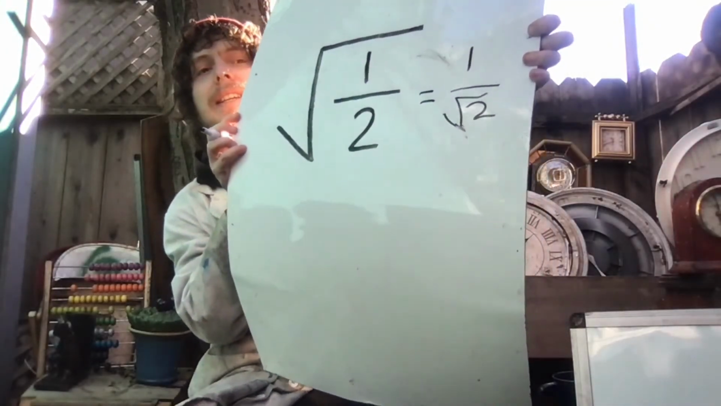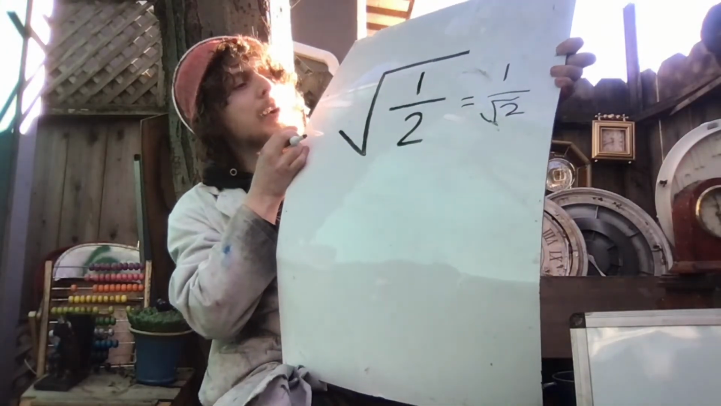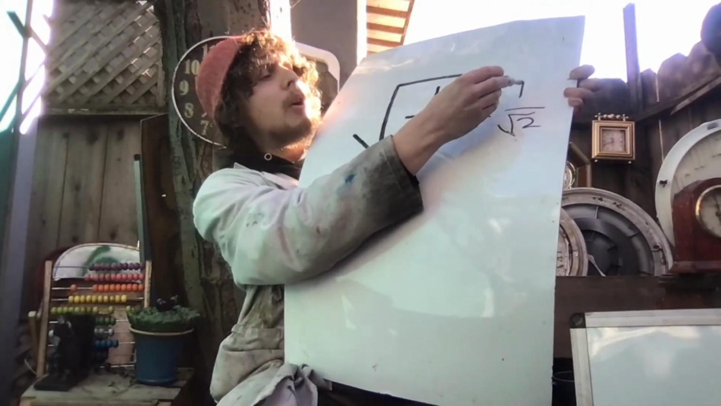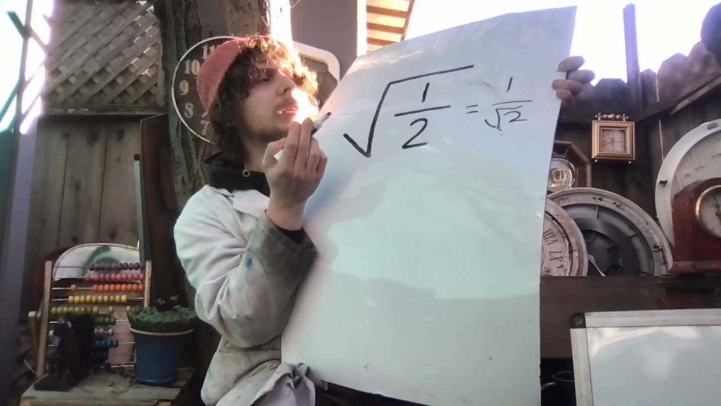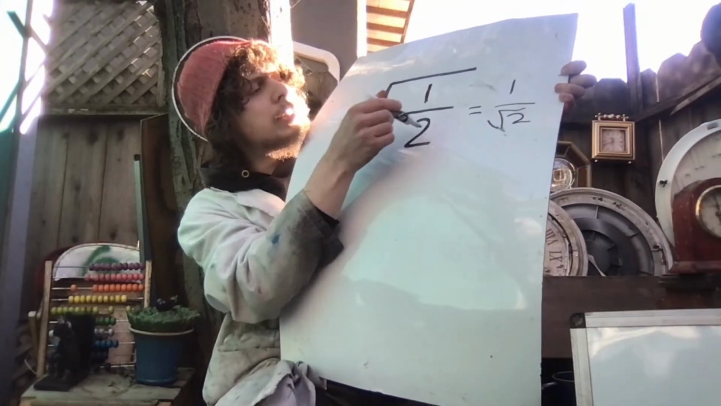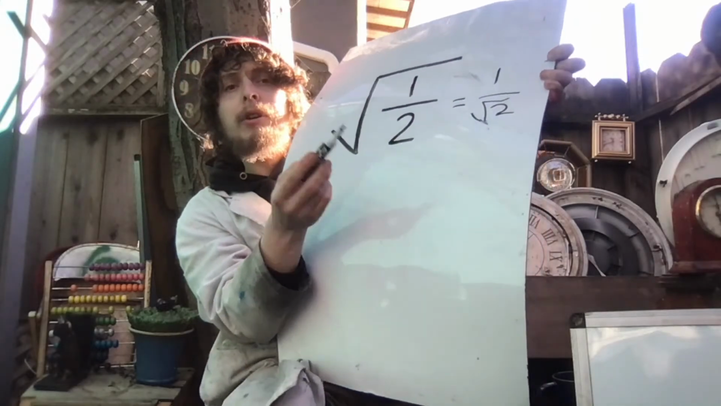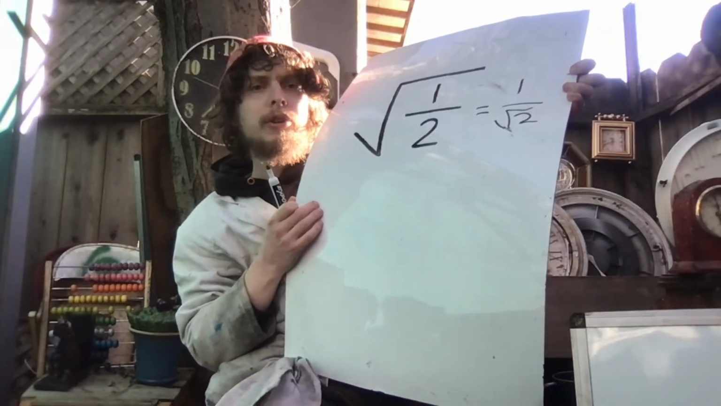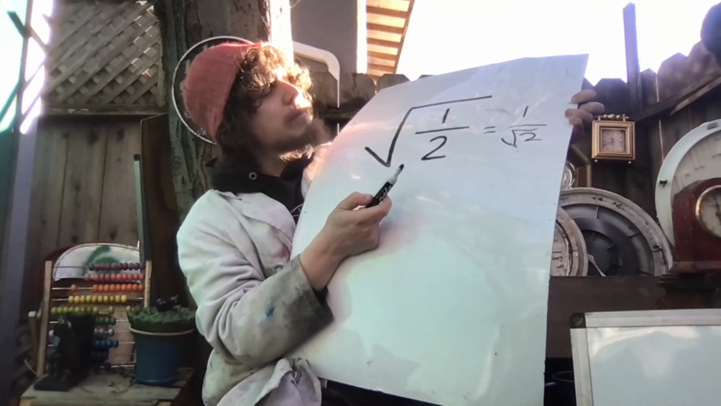It's not necessarily the neatest form to have this in, but it is equal to 1 over the square root of 2. And 1 over something is a notable thing in math. It's the multiplicative inverse, known as the reciprocal. So this number, the square root of 1/2, could also be called the reciprocal of the principal square root of 2. But what else is it?